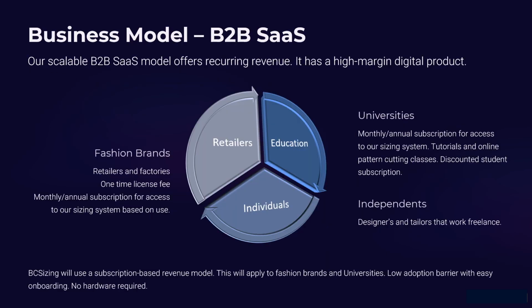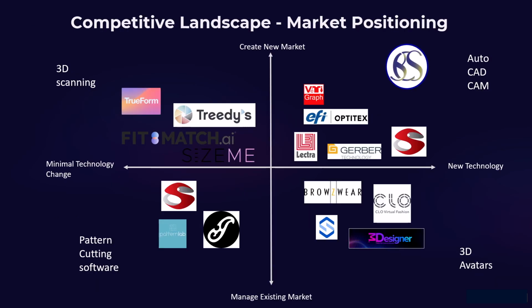We are B2B with a license fee and annual subscription, creating recurring revenue for BCSizing. We have 3 main consumer segments: retailers and factories, universities, and individual technical designers. 3D body scanning and 3D avatars are front end. The full CAD/CAM service has one huge competitor, Lectra, who purchased Gerber in 2021, now valued at $522 million.